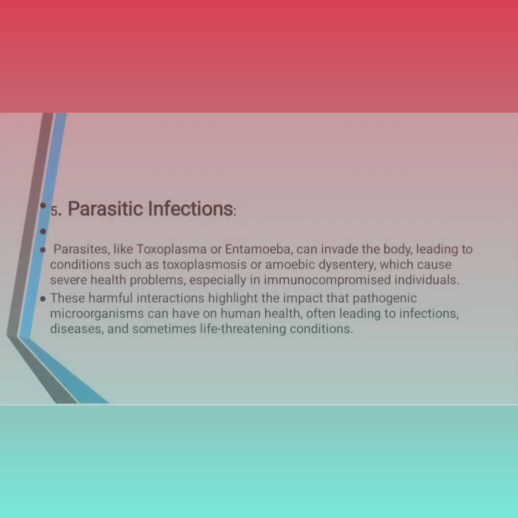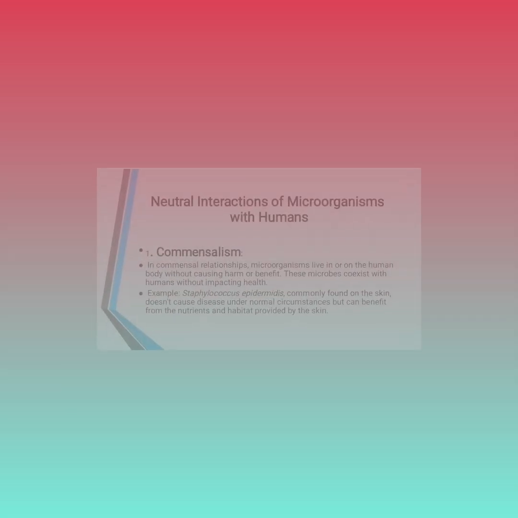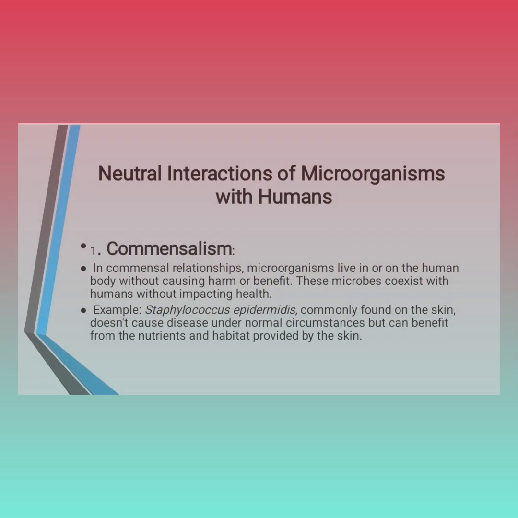Parasitic infection causes several health problems in people, especially in immunocompromised people. Parasitic infection mostly produces pathogenicity in our body and leads to infection, disease, and sometimes life-threatening conditions. Next we go to natural interaction of microorganisms with humans.